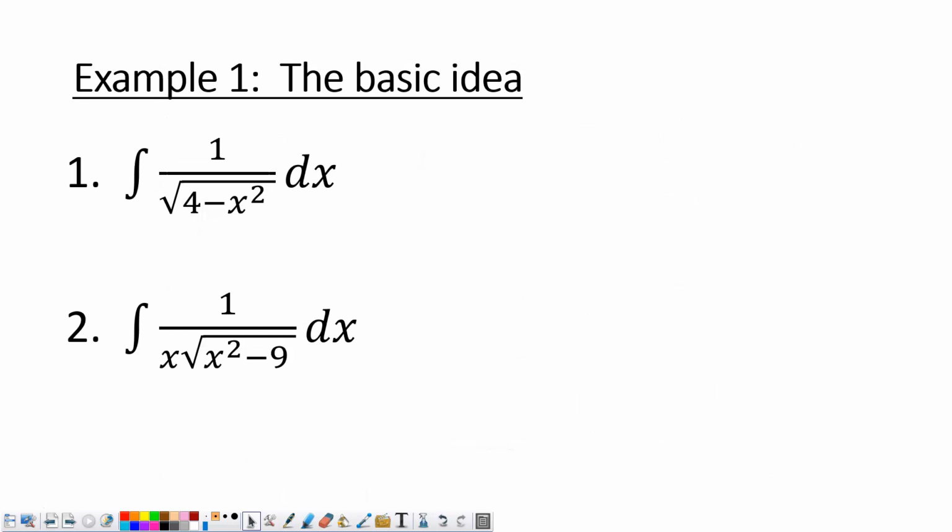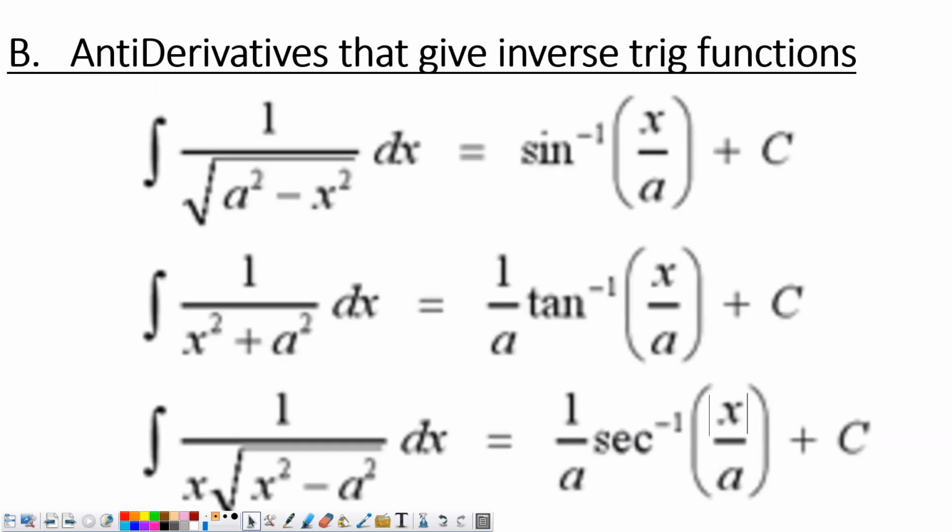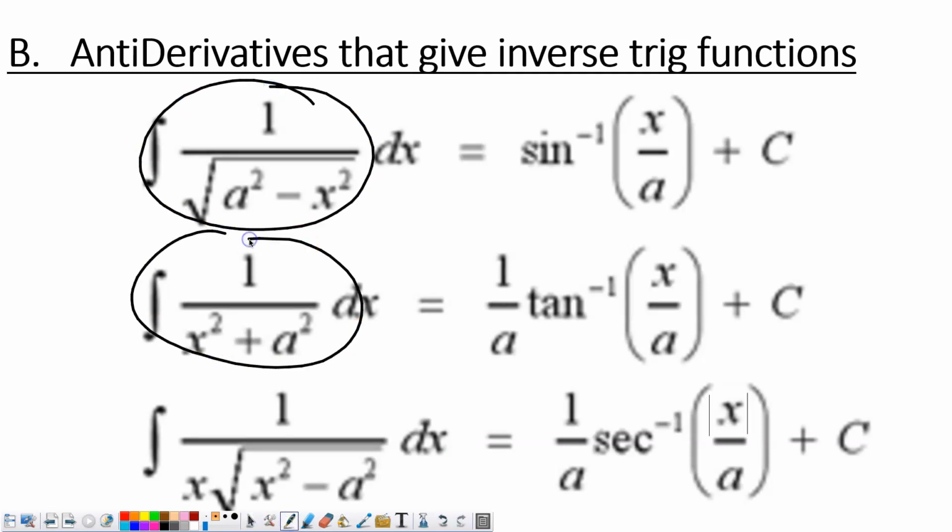So let's go ahead and jump in and do one of these. The first thing you need to do is decide what pattern this seems to fit. As you can see, we have a 1 on the top. That's fine. Over, and then after that, we have a square root with a number in the front followed by an x squared. So let's backtrack a little bit and see which pattern that fits the best. Does that look like the top, the middle, or the bottom?